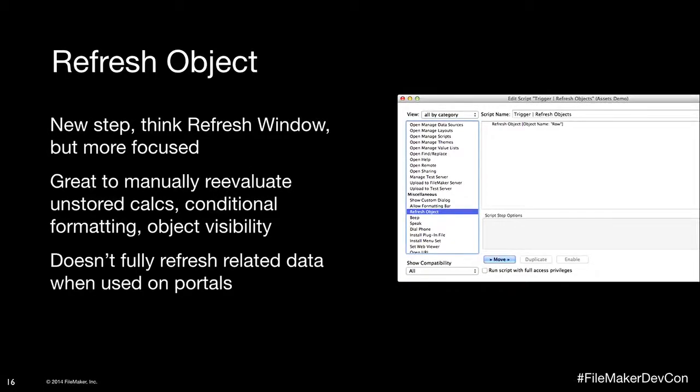So for both of those objects, as I mentioned, sometimes we'll be able to update the objects automatically for you. We'll use dependencies to figure out, hey, I think this value has changed, we should reevaluate this calc. That doesn't always work. So we've always had a way for you to do this, and it's refresh window, but refresh window is a really, really heavy operation.